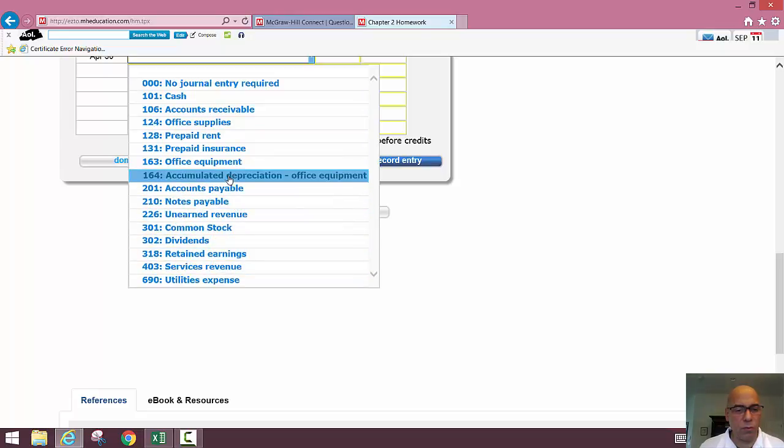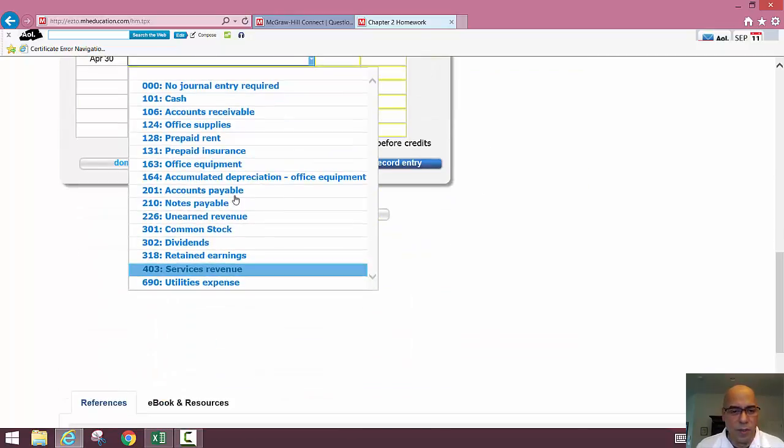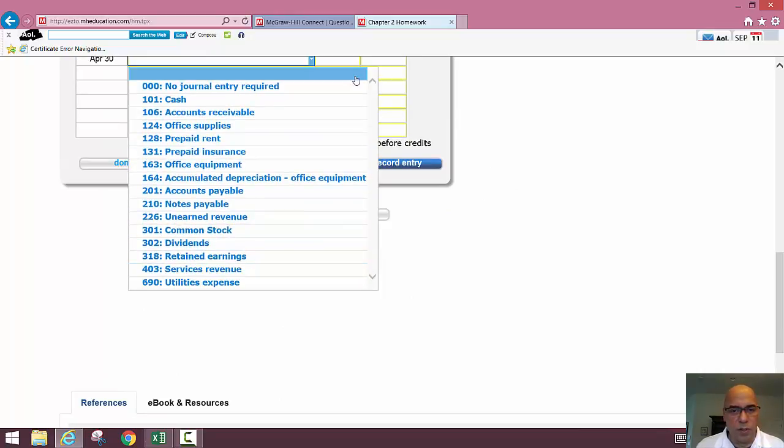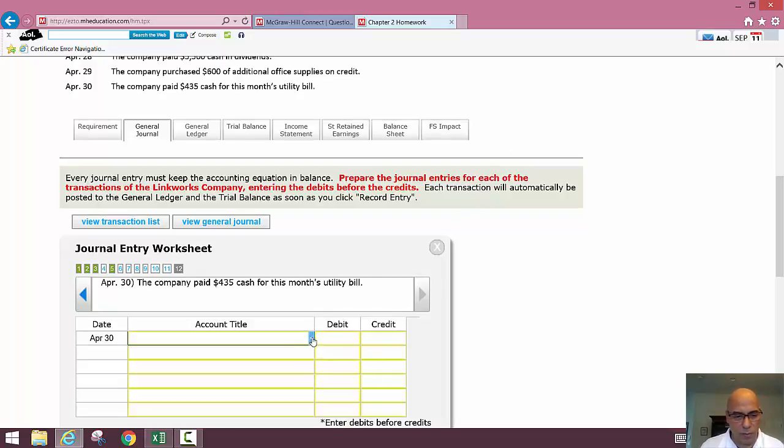No. Where's my expenses? Revenue, common stock. I know there's other accounts down here because I just saw them. Okay, don't know where my expenses are. Don't know why this thing has locked up on me. It's clearly locked up on me, though. That seems to be the problem. Okay, so let me try that again.